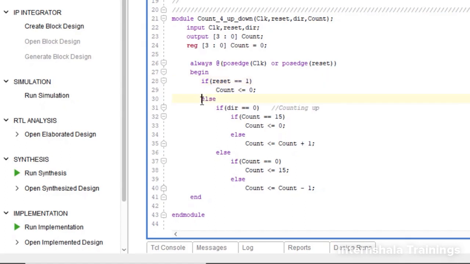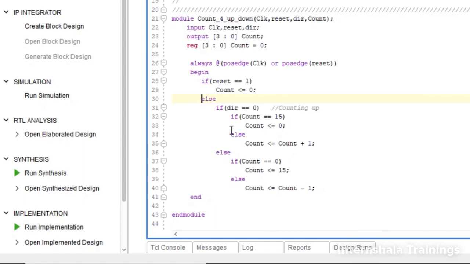Now we consider the case when reset is 0, that means the else condition, and we say if direction is 0, in that case we are deciding to move up. So first thing that we have to take as a precaution, that if my current count by any chance is 15, then move it to 0. Otherwise keep counting up. Count is equal to count plus 1.